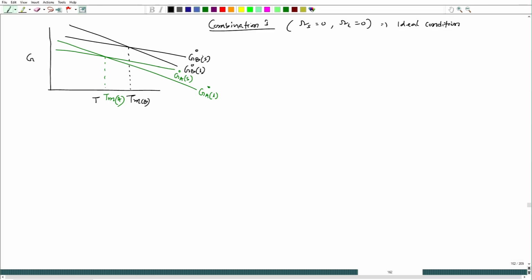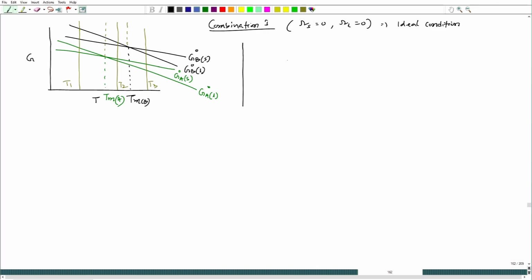So, let us say I am choosing temperatures. Let me choose one temperature here, another temperature at Tm A, another temperature in between Tm A and Tm B, another temperature which is equal to Tm B, and one temperature which is beyond Tm B. Let me mark them. This is T1, this is T2 and this is T3.